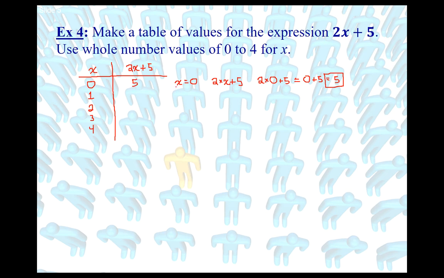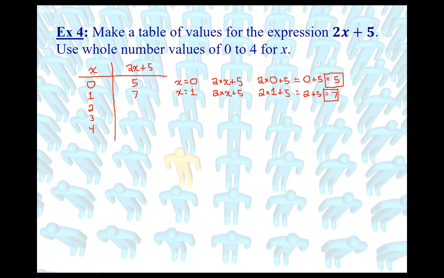Now let's evaluate it for x equals 1. So for x equals 1, we're going to evaluate 2 times x plus 5. Okay, so we have 2, and we're going to substitute in 1 for x. So we're going to do 2 times 1 plus 5. 2 times 1 is 2, plus 5 is equal to 7. So let's fill it in the table.